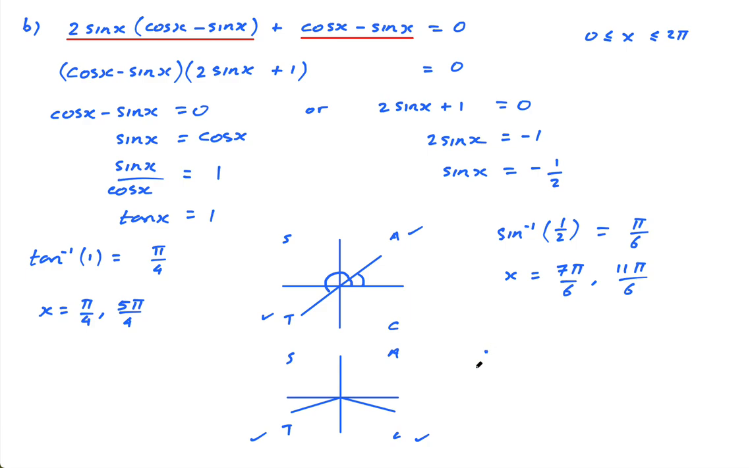So I'll just write it finally. Therefore, x equals pi over 4, 5 pi over 4, 7 pi over 6, and 11 pi over 6.